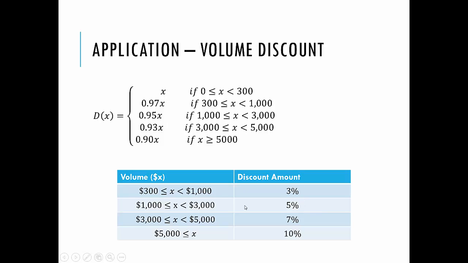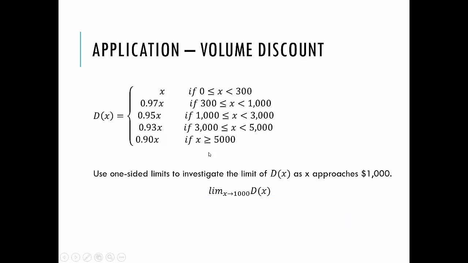And then you can see my discount amounts. What I did is I took 0.97, because 100% minus 3% would be 97%, and changed it to a decimal. 0.95 for 5%, 0.93, and all I did was simply match this information. So what I could do with this is use it to investigate the limit of d of x as x approaches 1,000. So as I'm getting close to 1,000, what's this discount?